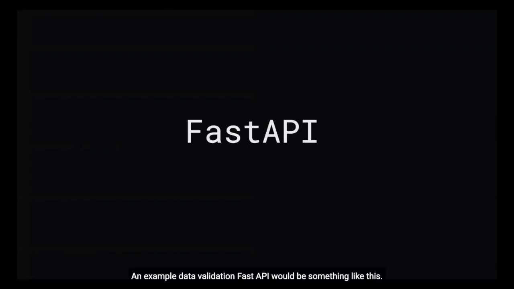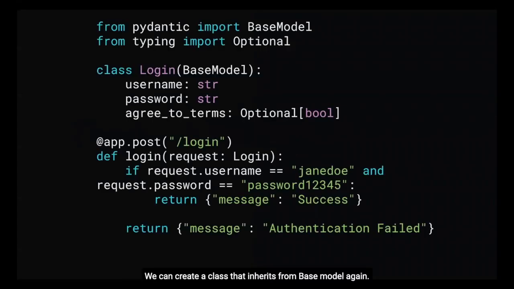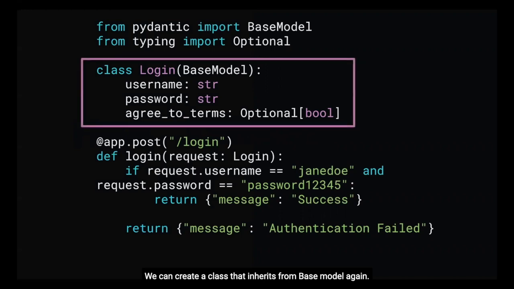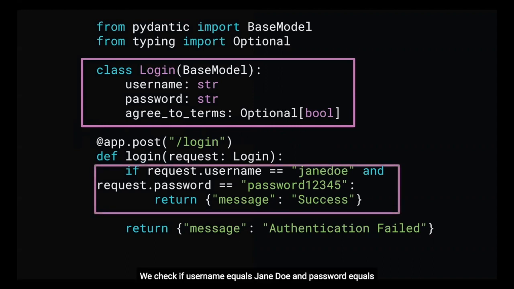An example of data validation in FastAPI would be something like this. We can create a class that inherits from base model again. So our class name here is Login, and base model is a Pydantic model with type-hinted variables, right? Username and password are both strings, and agree to terms is an optional Boolean. In our function, we check if username equals Jane Doe and password equals password12345. If it's successful, then it returns a message, success. If it fails, if the data is invalid, a message of authentication failed gets returned.